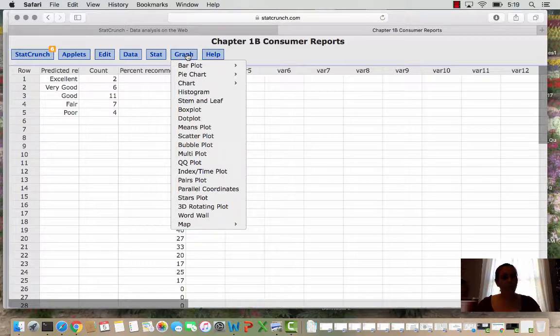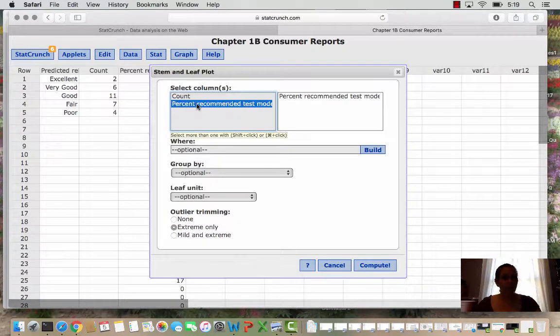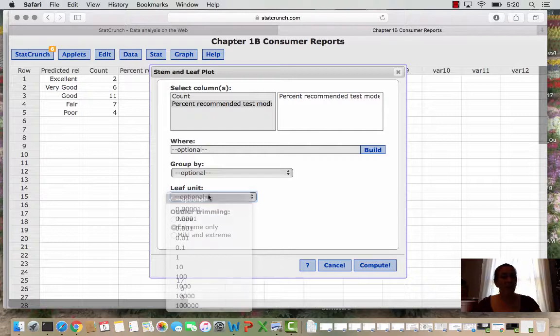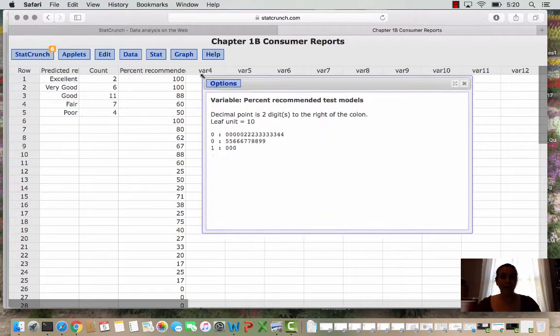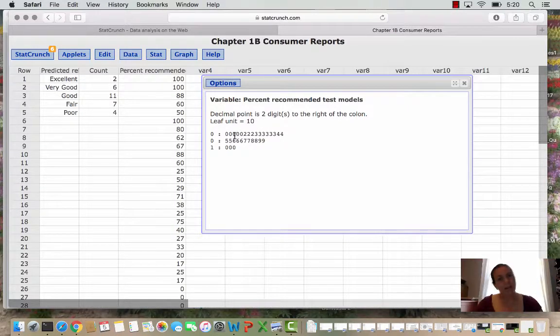And we go to Graph. Stem and leaf plot is what we call a stem plot. I choose my column, percent recommended test models. In leaf unit, I'm going to leave it optional, and we're going to see how they take care of the leaves. So the leaves are the tens place. See how by default they did leaf unit 10? And when there's a lot of data, what StatCrunch does is it separates it by fives.